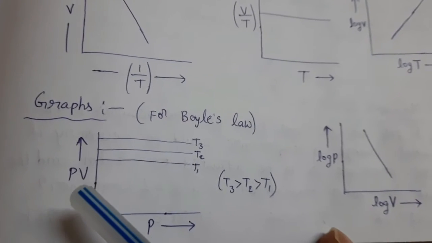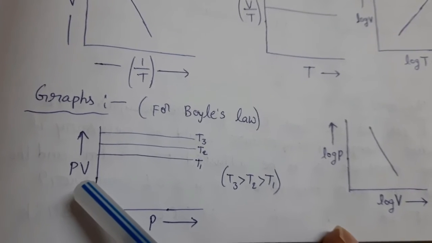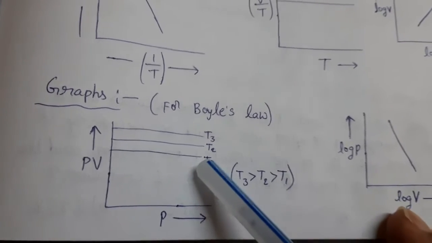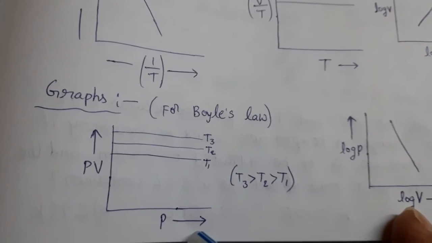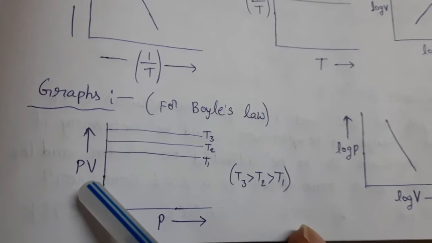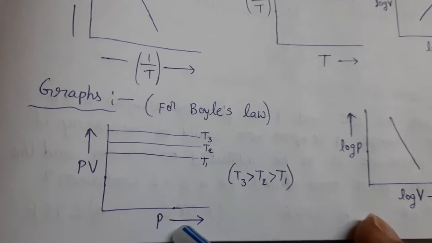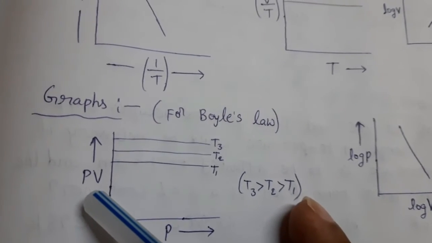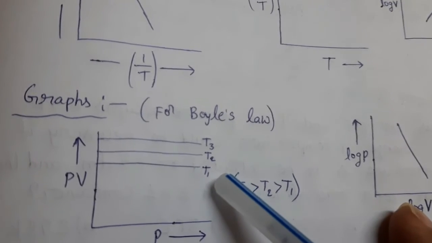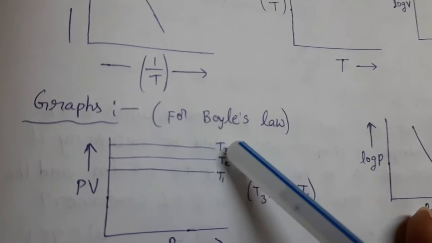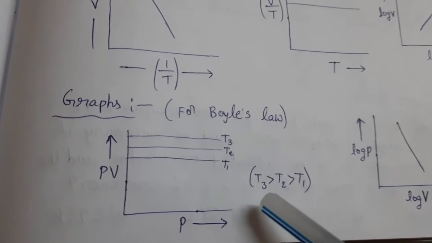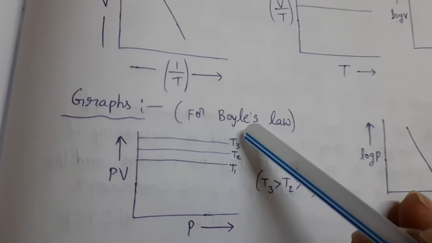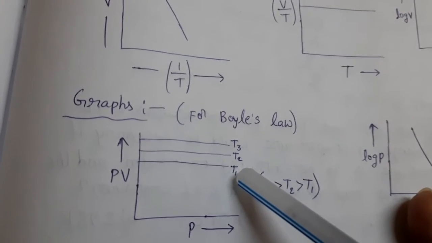The product of pressure and volume, PV, is taken on y-axis and pressure on x-axis, then we can get a straight line parallel to pressure axis. Here also the value of the product is independent of pressure change. Whether pressure increased or decreased, there is no change in the value of PV. So at a temperature T1, this is the graph, T2 this one, T3 this one. Here T3 greater than T2 greater than T1. Okay, T3 is the highest temperature, T1 is the lowest temperature.